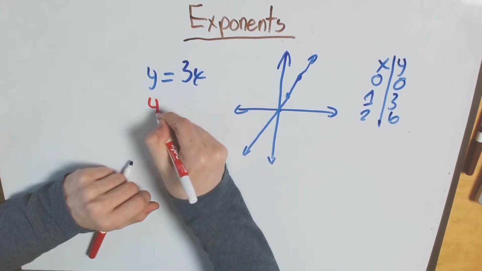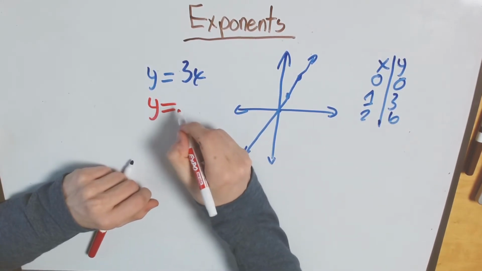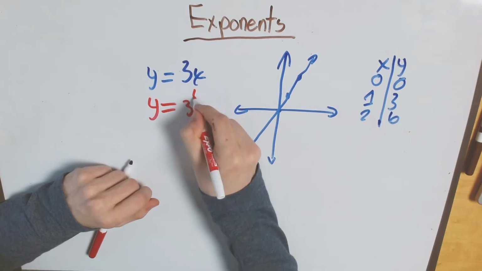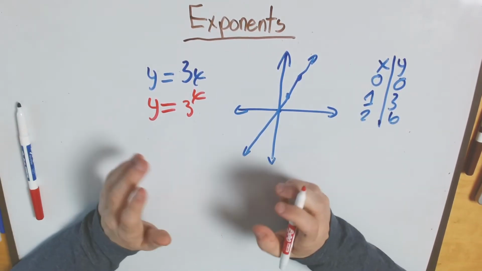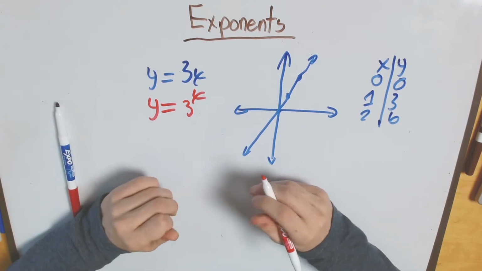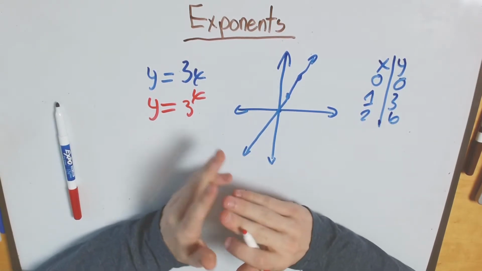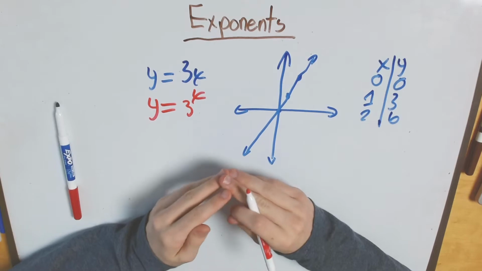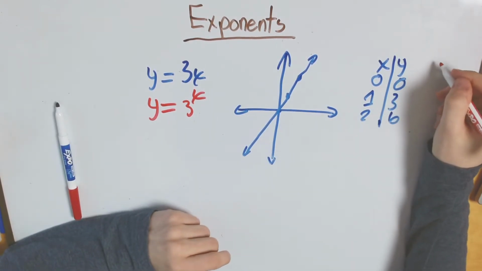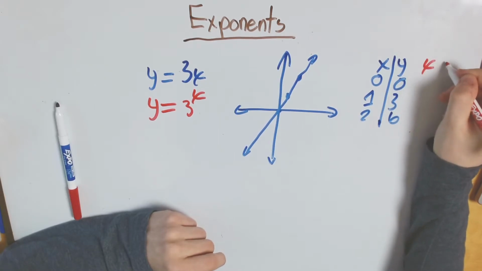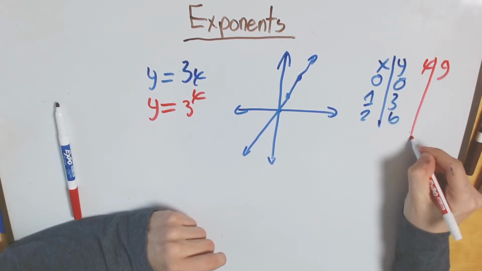Let's say y equals 3 to the x. What would happen there? Because each time we're not just multiplying 3 by a certain number, we're raising it to that power. What is that going to look like? Let's go over here. Say x and y. Let's do x and y again.